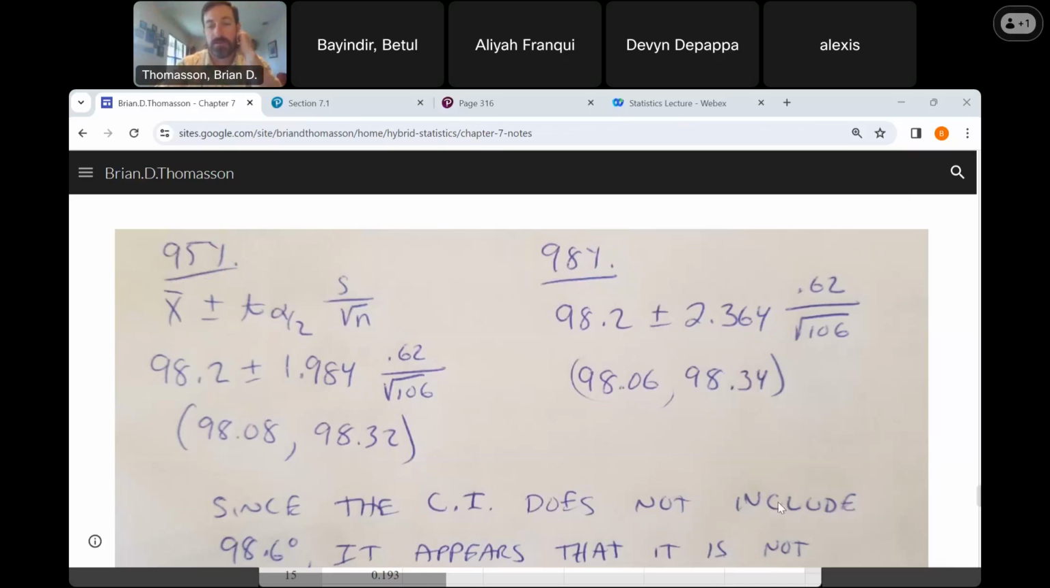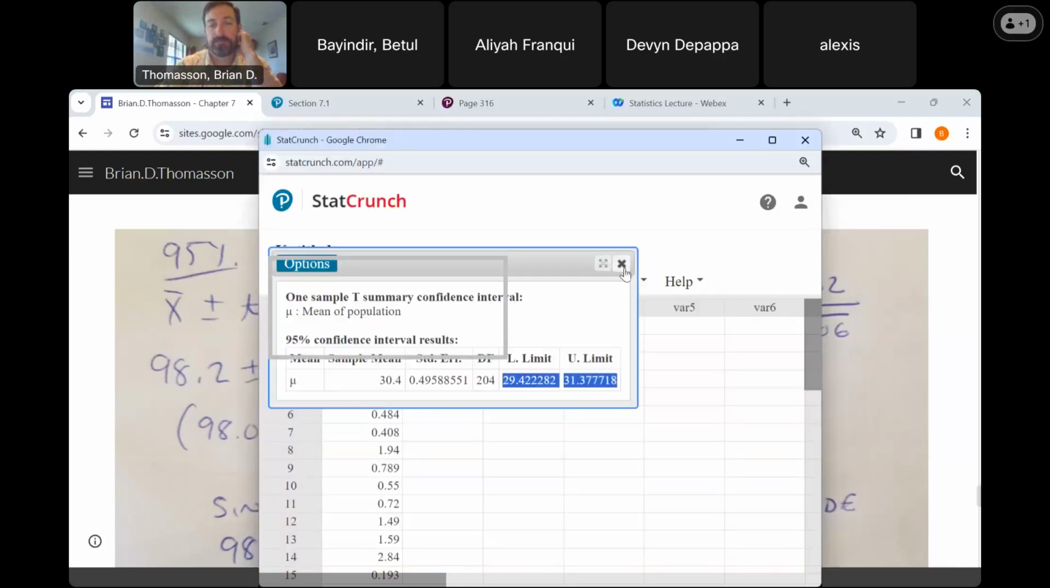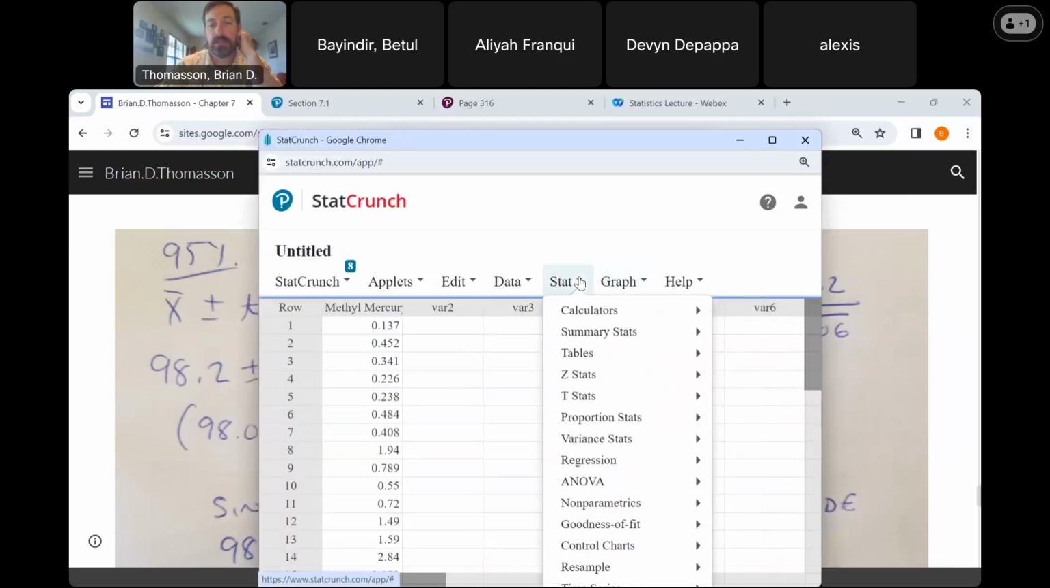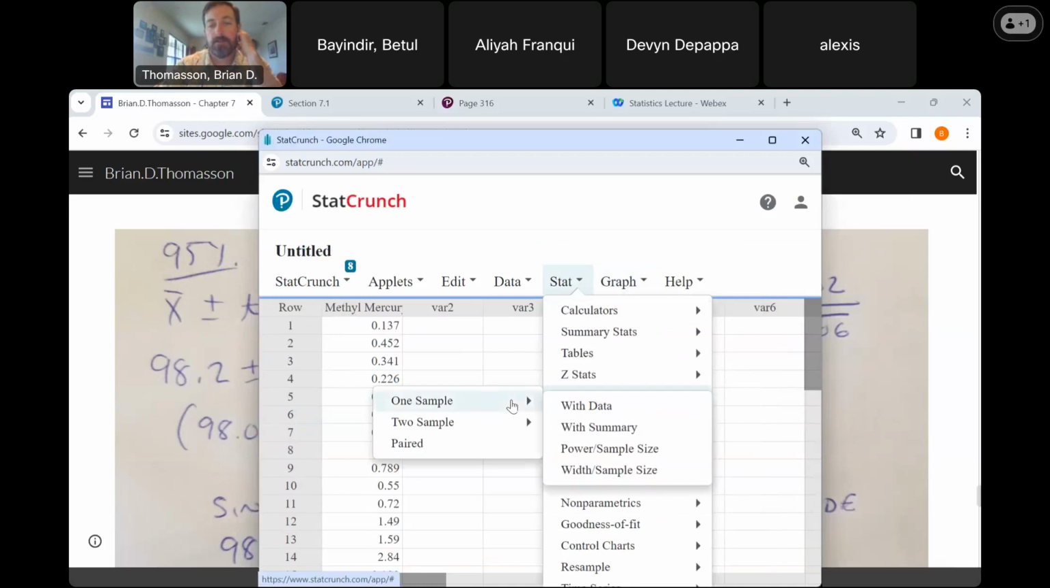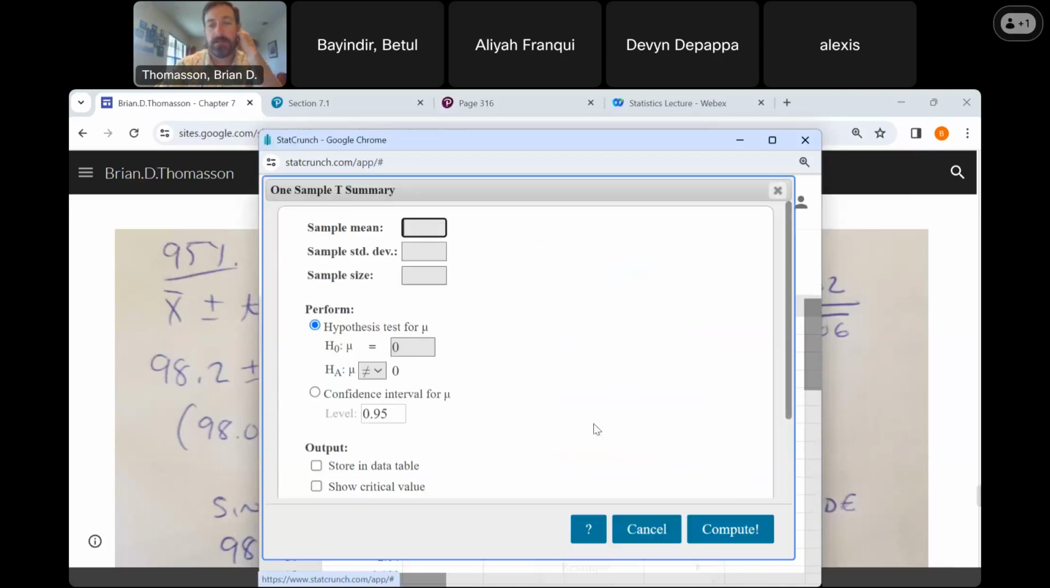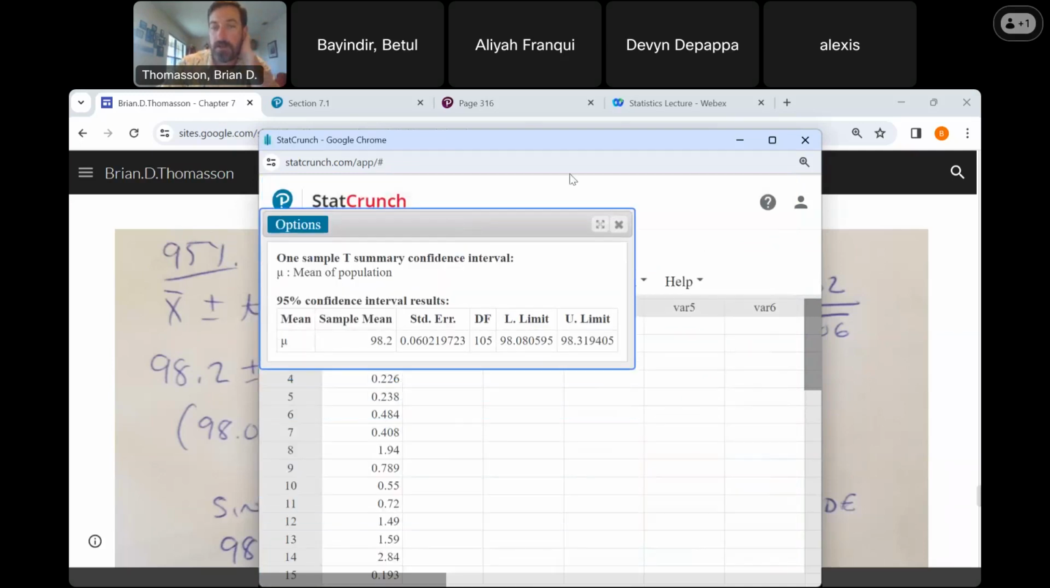All right, so let me pull this up in StatCrunch. Same place: Stat, T Stats, One Sample, With Summary. So our sample mean was 98.2. Our sample standard deviation was 0.62, and our sample size is 106. And the first one they want us to do is a 95%. So we can click confidence interval. And here's our lower and upper limit.